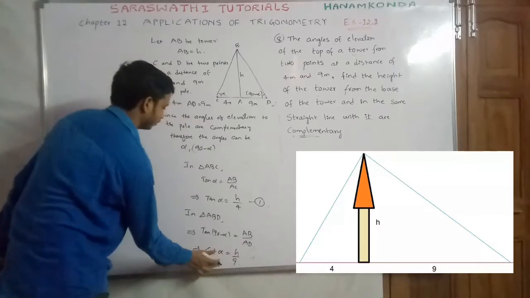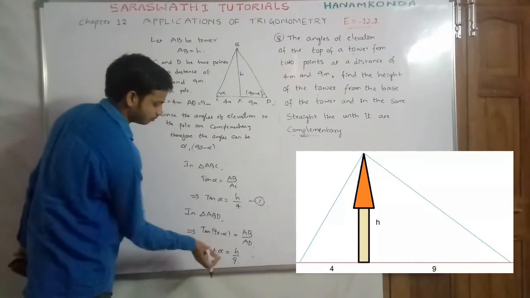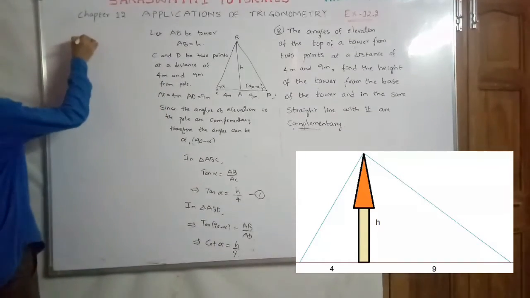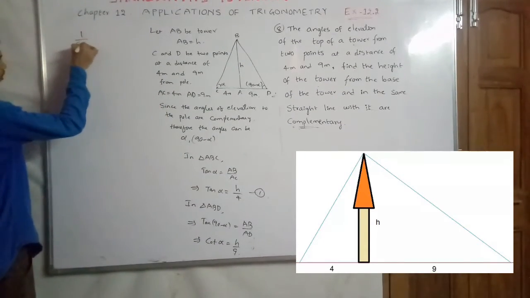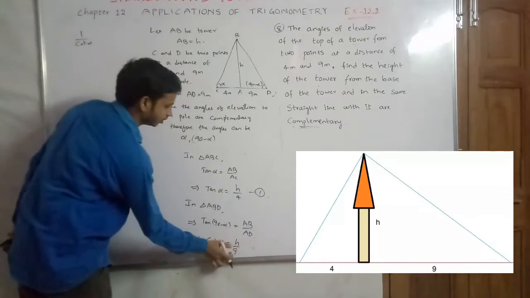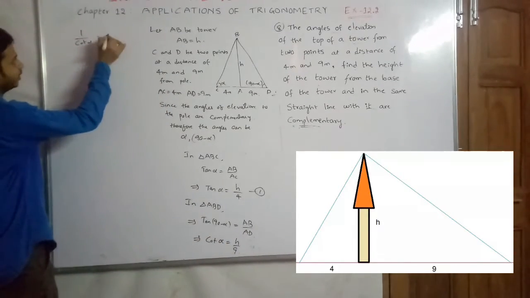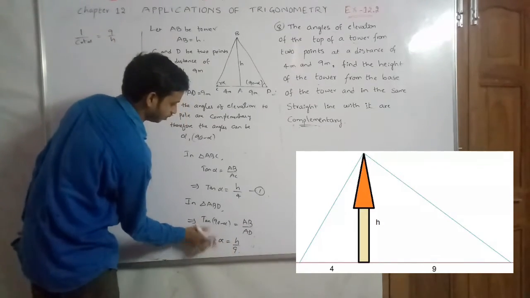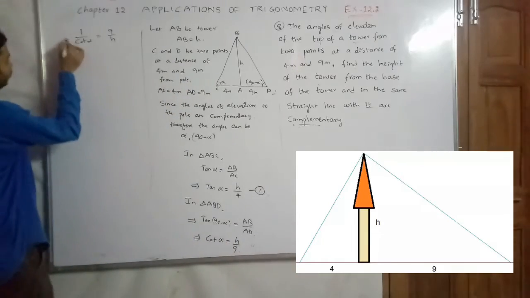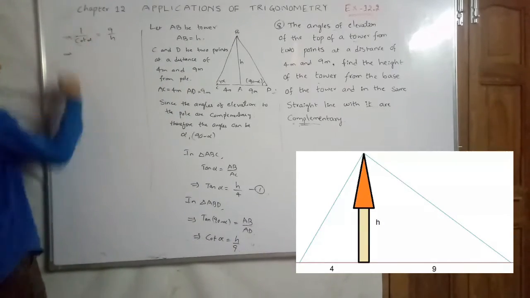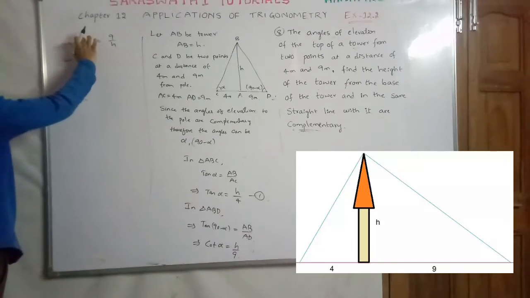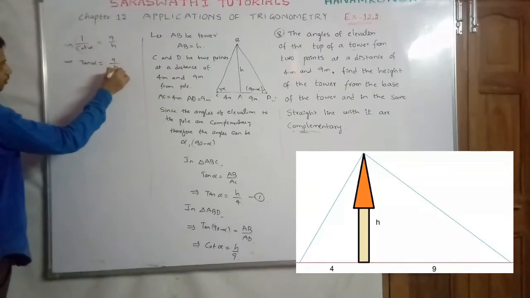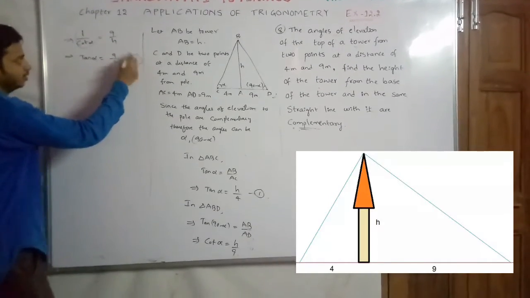We know that cot theta is the reciprocal of tan theta, that means it can be written as 1 by tan. Here cot alpha equals h by 9, that means 1 by cot alpha equals 9 by h. Numerator and denominator are interchanged. 1 by cot alpha is the reciprocal of cot, so it can be written as tan alpha. So tan alpha equals 9 by h. This is the second equation.